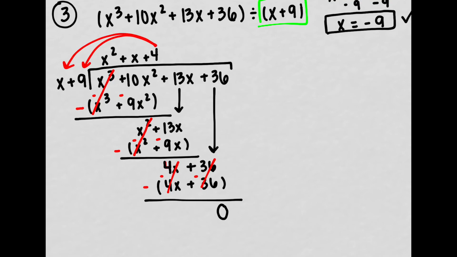If you have 0 at the end, this tells you that there is no remainder. That tells me that x plus 9 went into that nicely, and so my quotient ends up just being x squared plus x plus 4. There's no remainder. That would be your answer.